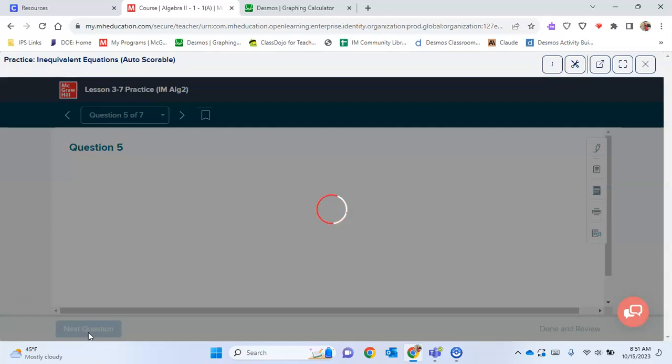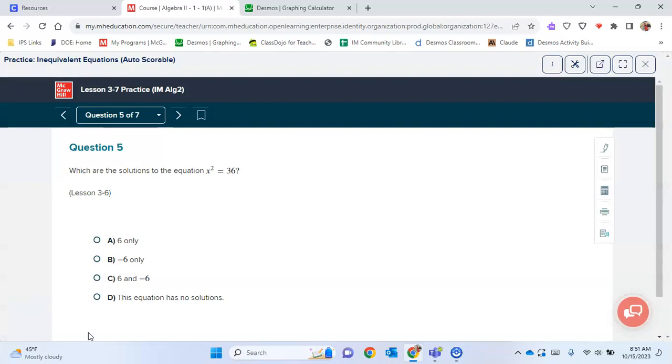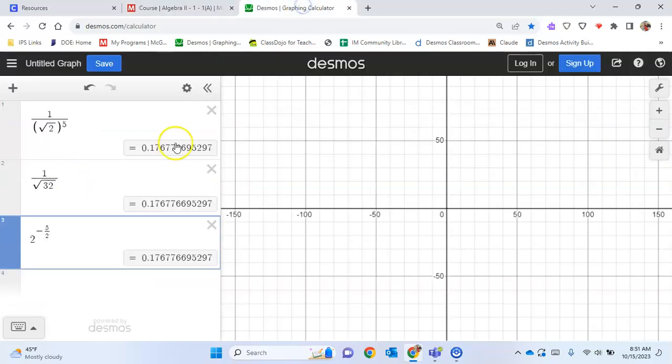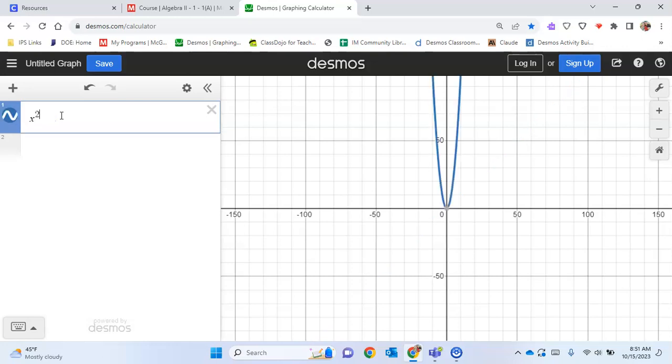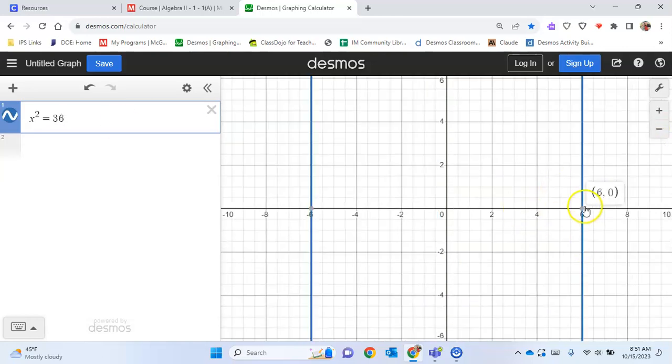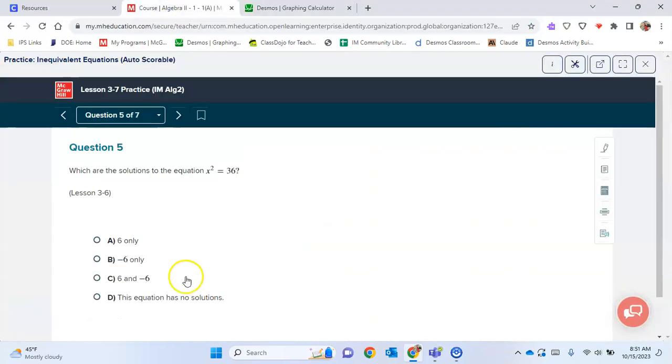Question 5. Which are the solutions to the equation x squared equals 36? What number times itself equals 36? Well, that's 6 and negative 6. Alright, you can see that, 6 and negative 6.